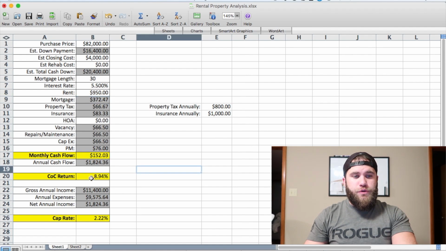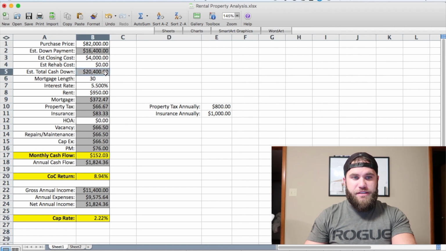For those of you that do not know what cash on cash return is, it's simply the return on your investment of the initial cash that you invested. So you go up here, my total cash that I'm going to have to put in to own this property is $20,400. That's my 20% down payment plus my $4,000 in closing costs. If I would need to do any rehab, which, just looking at this property, there wasn't anything needed right away, so I have that as zero.